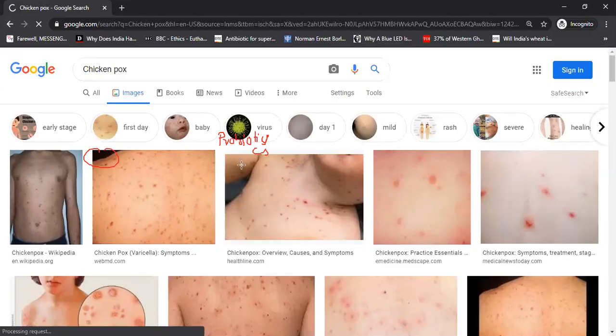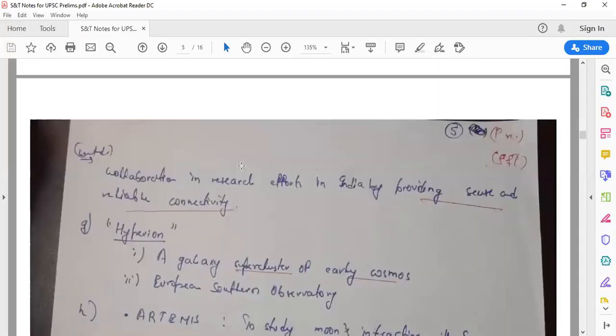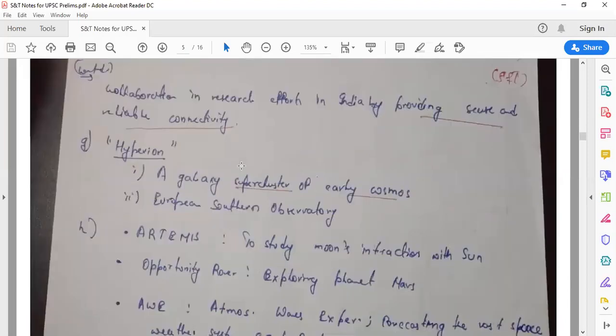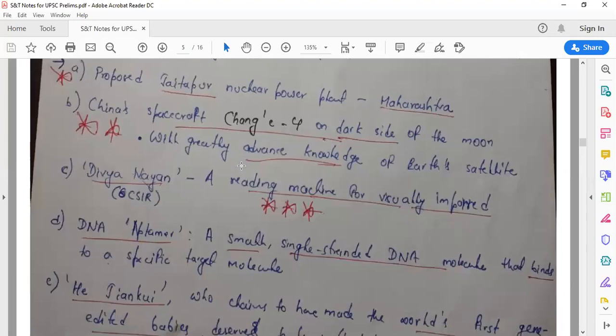So that's it, and we'll stop here. In the next class, we'll discuss more about health. There are different portions of health which have to be discussed. So we'll do that. And after completing the health portion of S&T, we'll move on to the space portion. Then we'll move on to IT, computers and IPR portion, and then we'll move on to the miscellaneous portion.